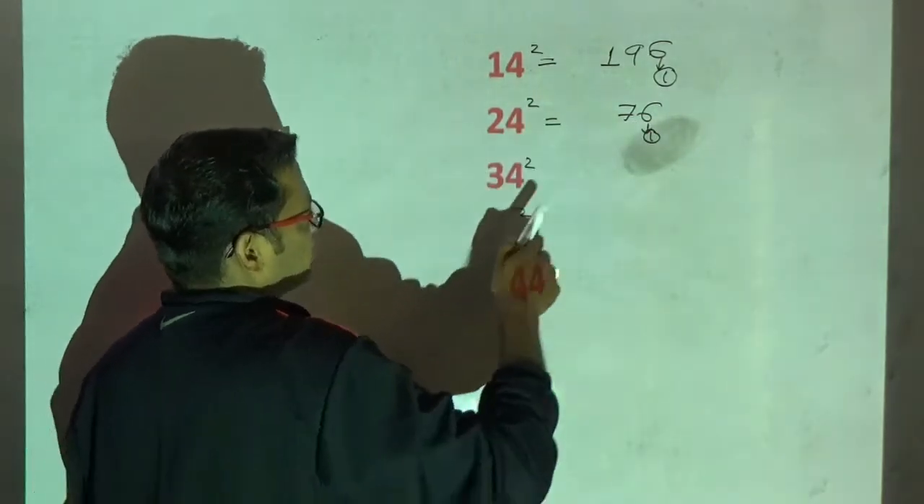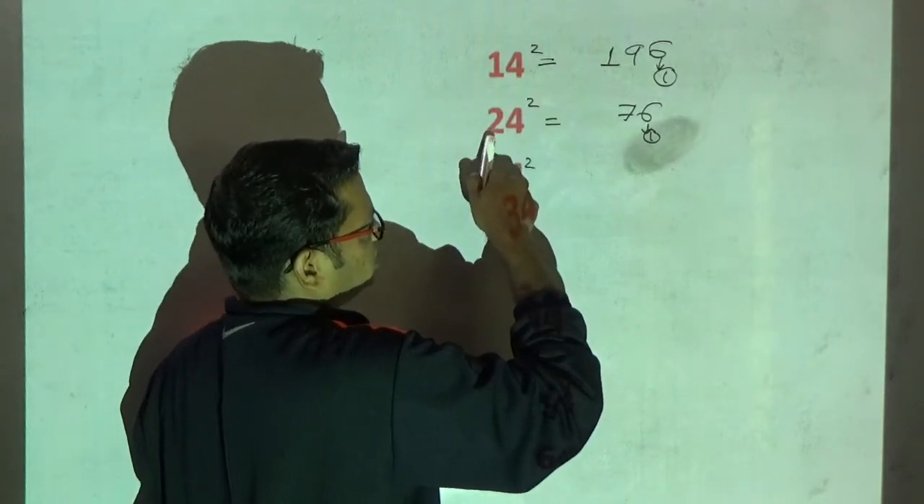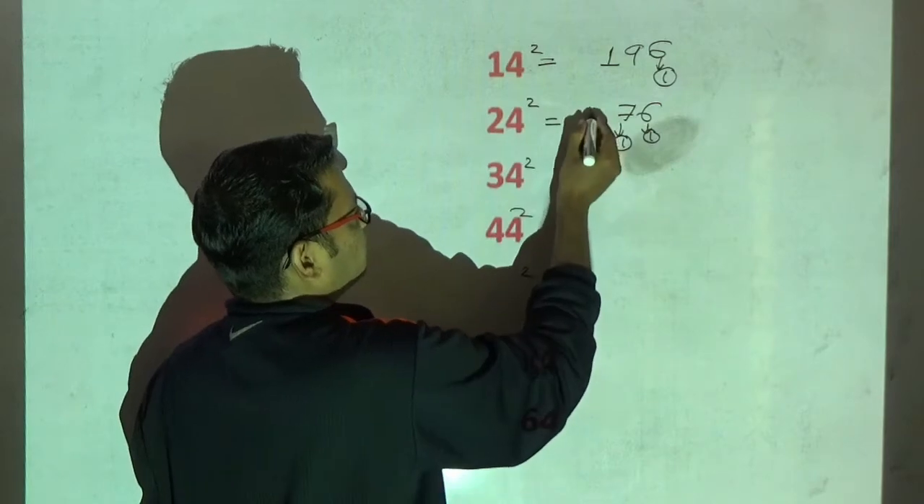So 4 square is 16, write 6 with carry 1. Double your 4, that is 8. 8 2s is 16 plus 1 is 17 now. 7 carry 1. 2 square 4 plus 1, 5.